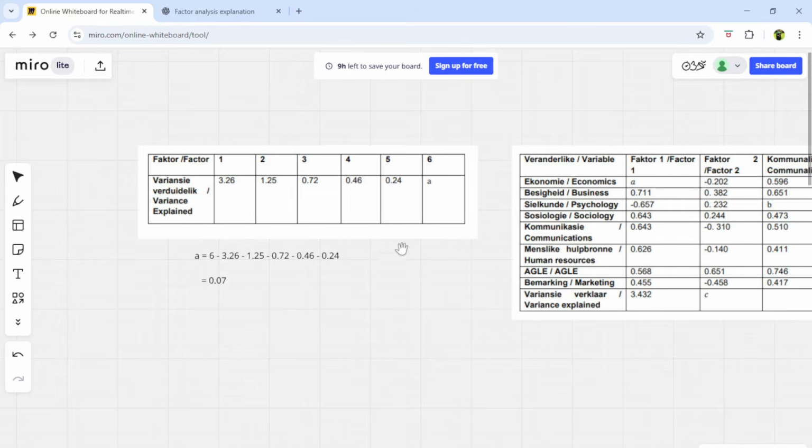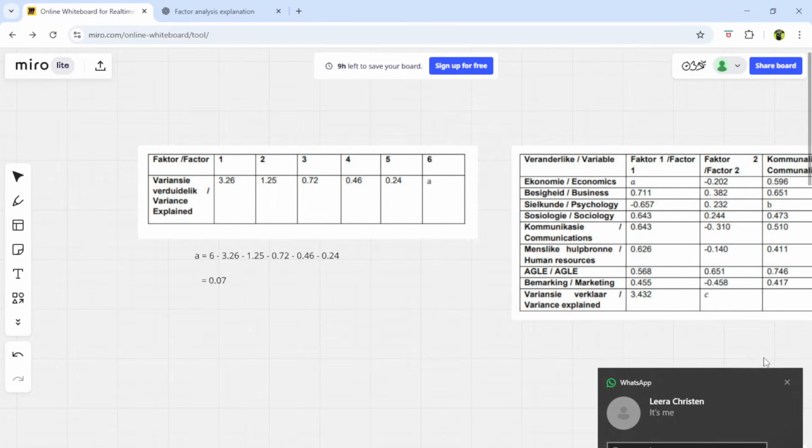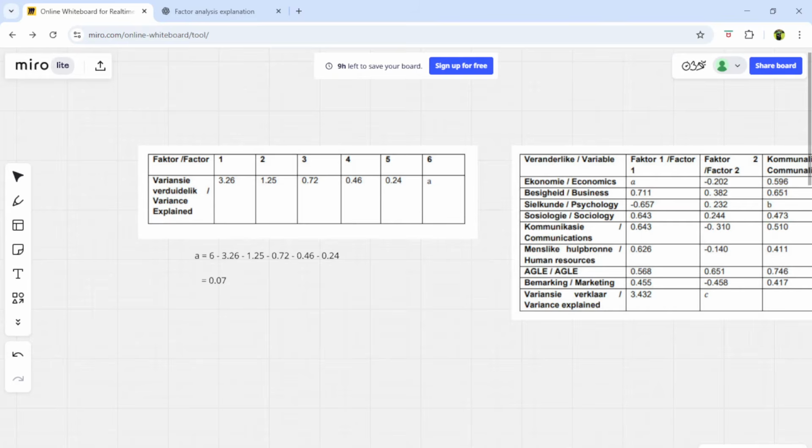So calculating the value of A will simply be 6 minus everything that is here, like I did here. It's going to be 6 minus 3.26 minus 1.25 minus 0.72 minus 0.46 minus 0.24 minus 0.24, and that is how you get the value of A over there.